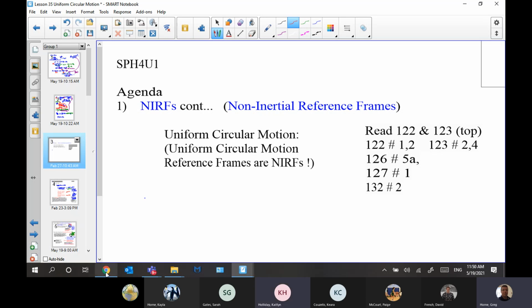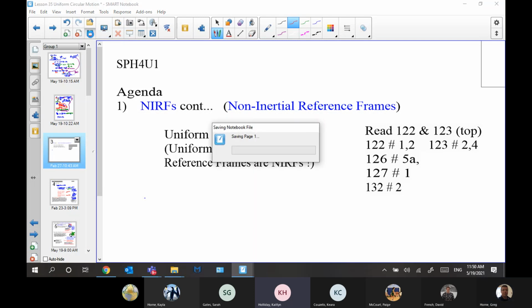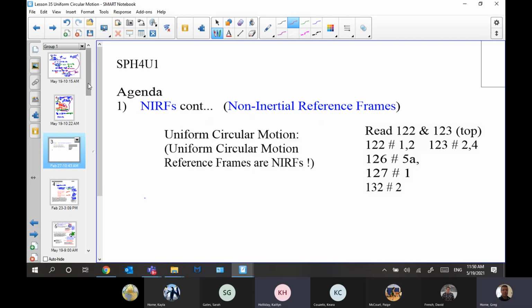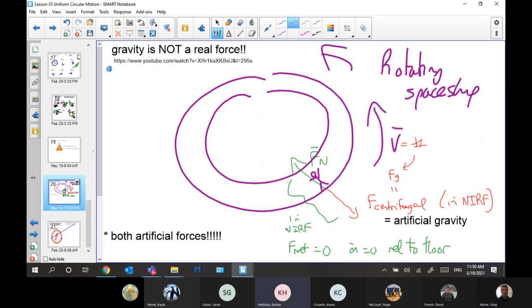All right. Mr. Horn, I just had a question about the whole gravity not being a real force thing. If it's not a real force, then how would they think there's exchange particles happening with that? Back to the whole four fundamental forces thing?